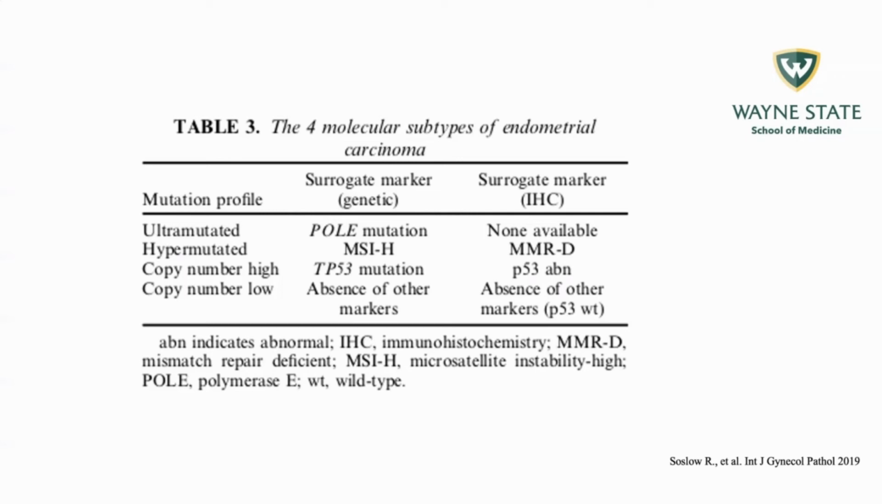We don't do it in our lab. MSI high, looking at the genetic surrogate markers, reflects MMR deficient. It's the same. If you do not have the MSI, you can do the immunohistochemistry, and it reflects the hypermutated type.